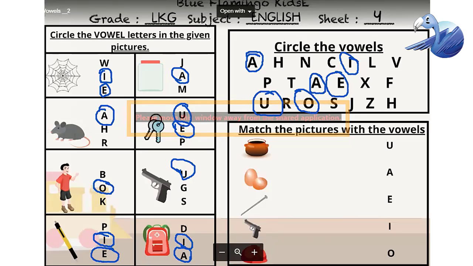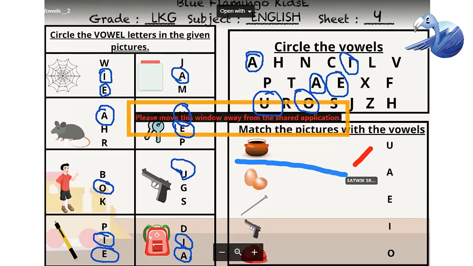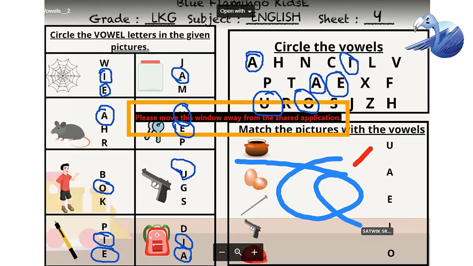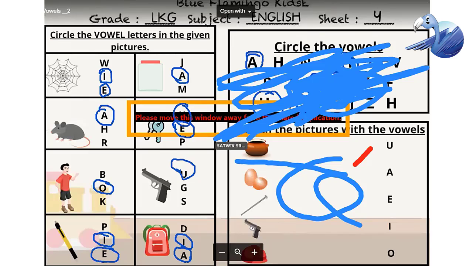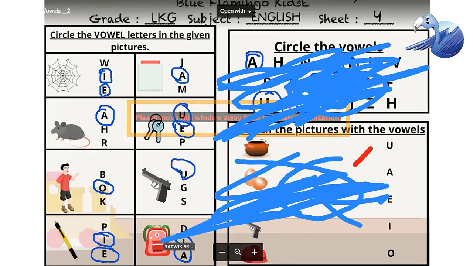Only vowel letters. So vowel letters are A, E, I, O, U. So remember, students, A, E, I, O, U. So all these 5 vowel letters only you have to identify.